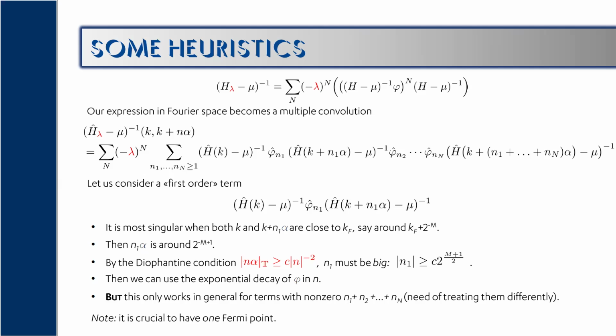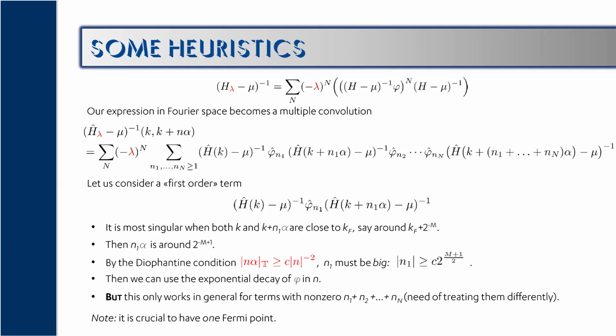When can this be singular? This term is singular when both terms are large. So let's say that the argument of the first resolvent, and the one at plus n1 alpha, are both such that the resolvent explodes. Actually, remember, mu is in the spectrum of H, and the corresponding value was K, if you remember the graph here.